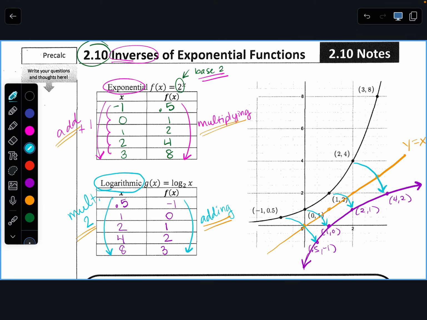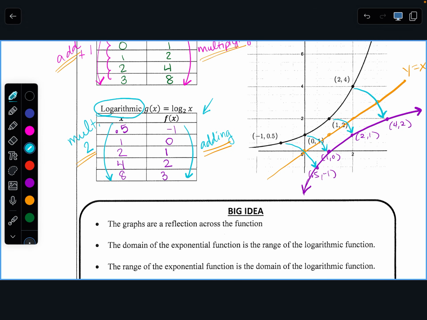Okay. If you also wanted to check this in your calculator, you could say that the y value will equal the log of whatever the x value is over the log of 2. And you can see what those values look like.